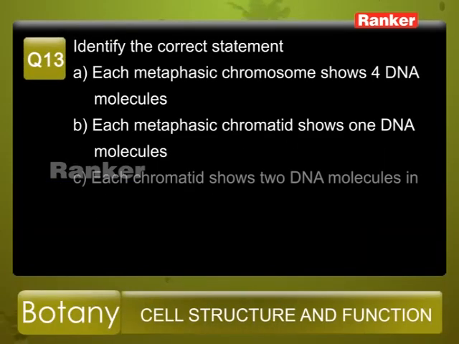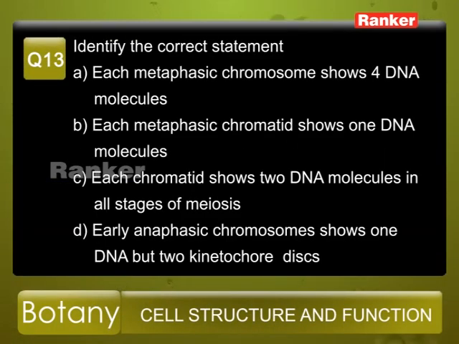Question number 13. Identify the correct statement. Option A. Each metaphasic chromosome shows 4 DNA molecules. B. Each metaphasic chromatid shows 1 DNA molecule. C. Each chromatid shows 2 DNA molecules in all stages of meiosis. D. Early anaphasic chromosome shows 1 DNA but 2 kinetochore discs.